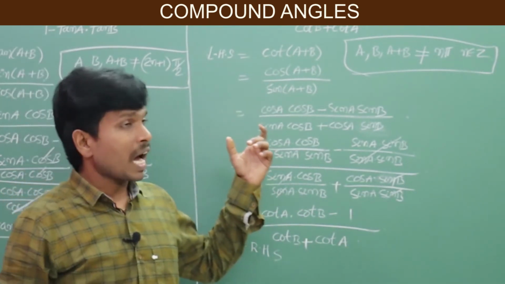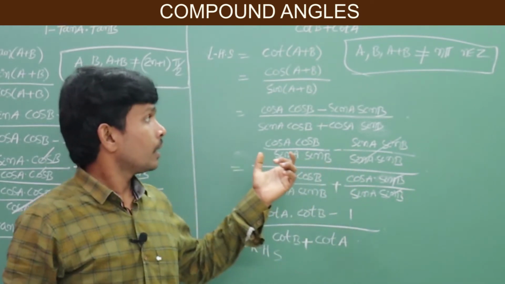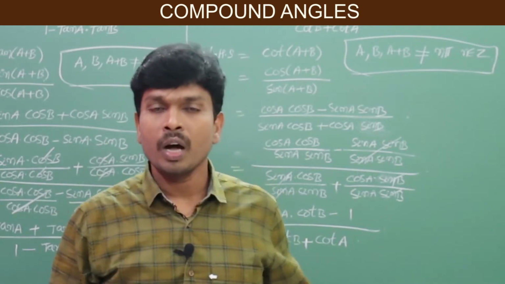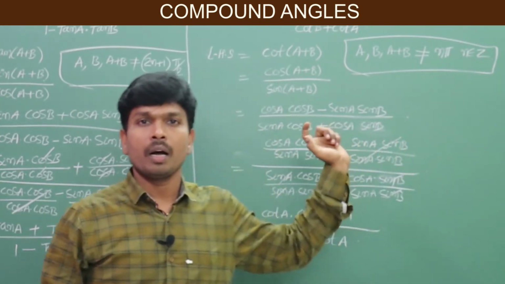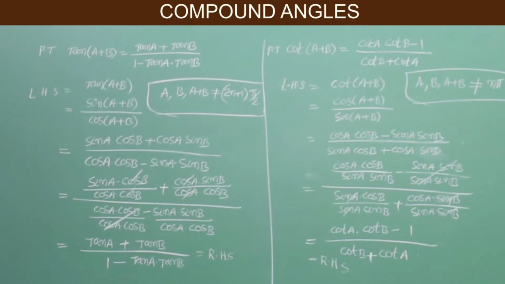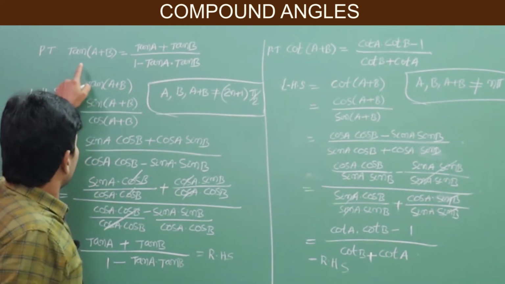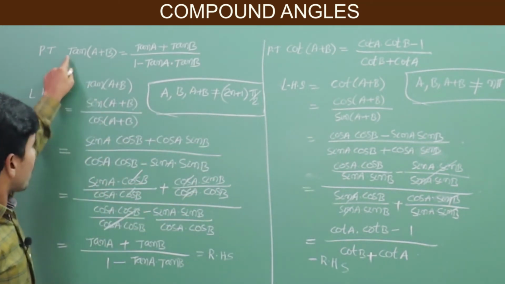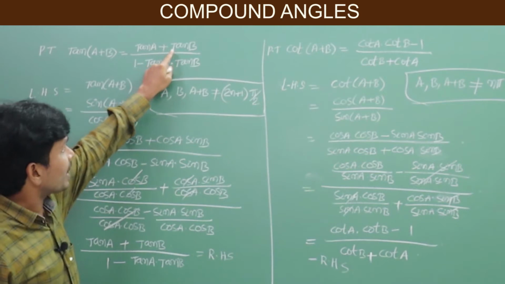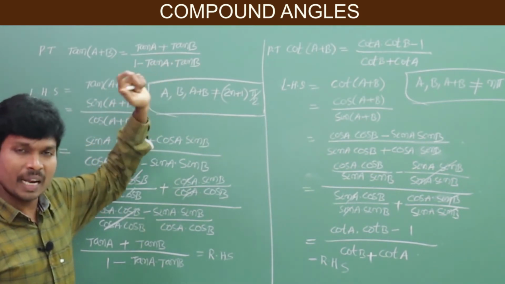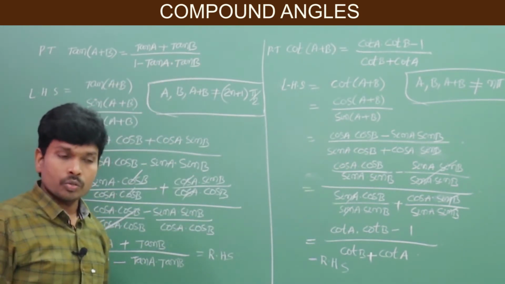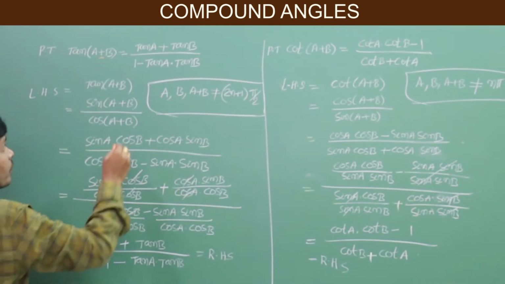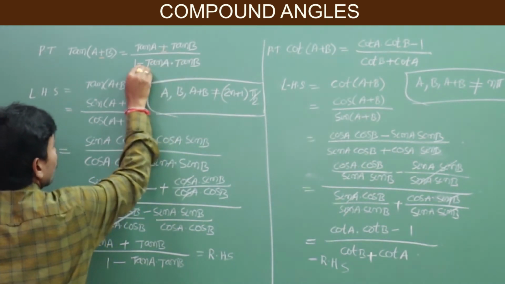Except for multiples of 180, we can take all the remaining values in place of a, b, a plus b. I am asking you, can you prove the tan of a minus b formula? Tan of a minus b equals tan a minus tan b by 1 plus tan a tan b. Will you get it, yes or no? Just here I am telling you the tan of a minus b formula. What will you get? Tan a minus tan b by 1 plus tan a tan b.